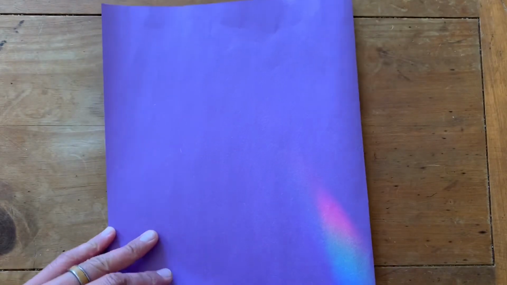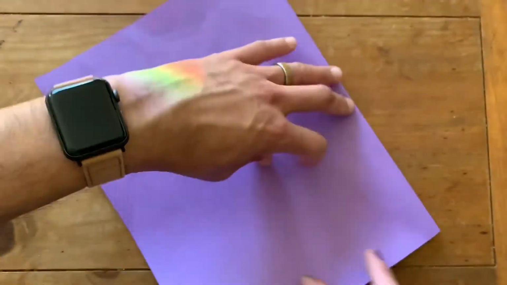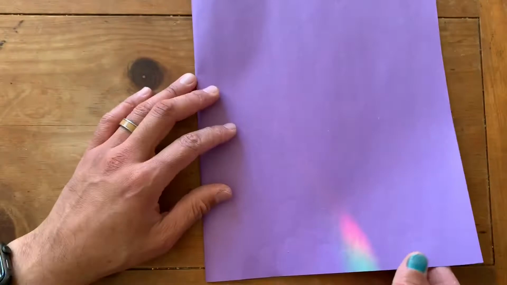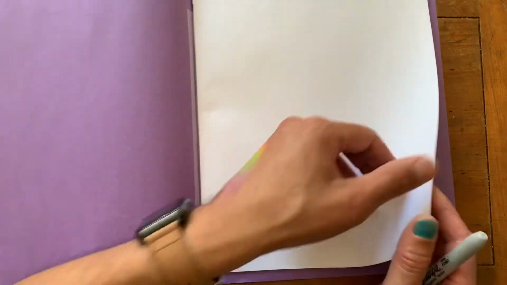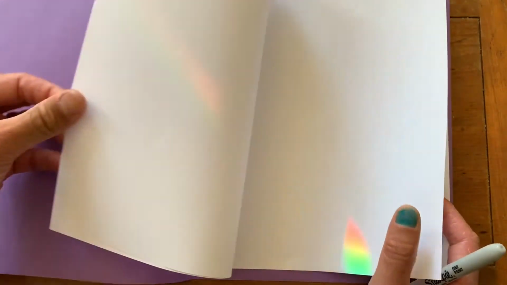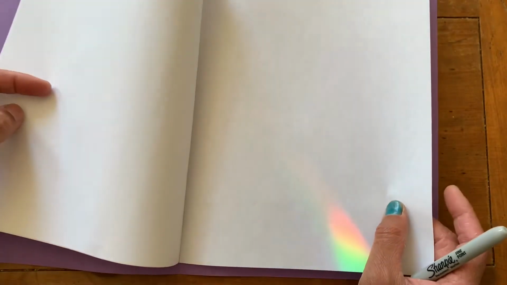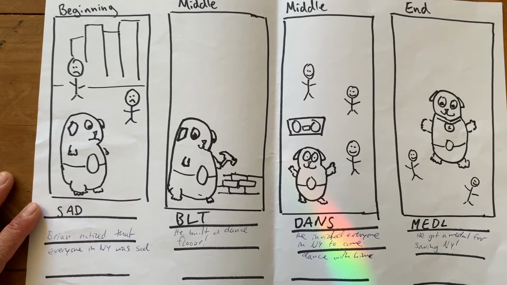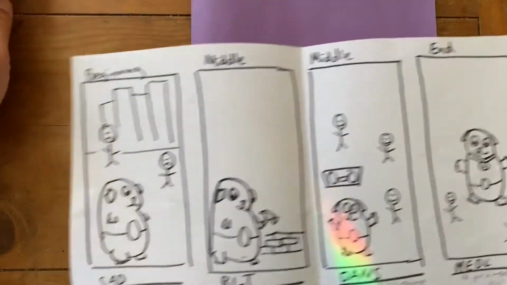And let's just go ahead and open it up. Oh, that's not right. Make sure your book always opens from right to left. So help me count the pages of my book. 1, 2, 3, and 4. 4 pages for the 4 panels of my storyboard.